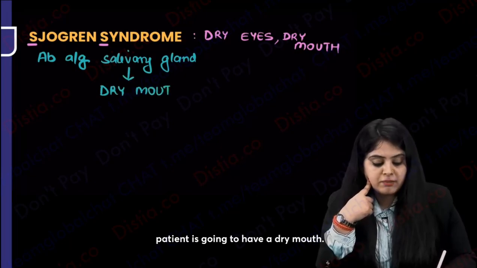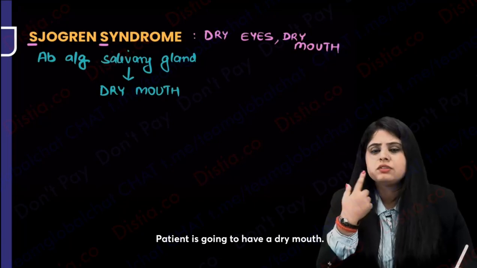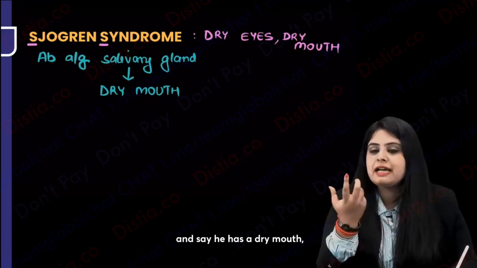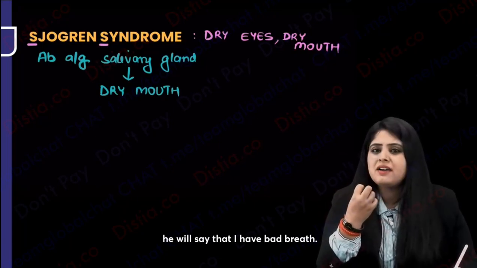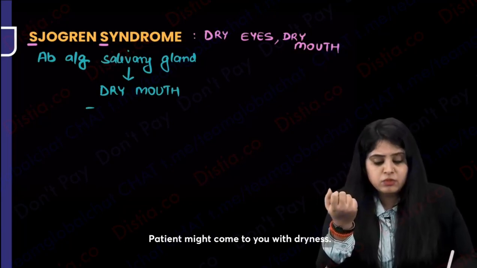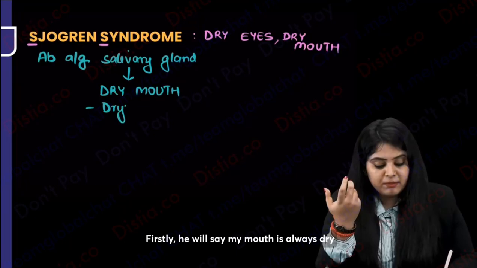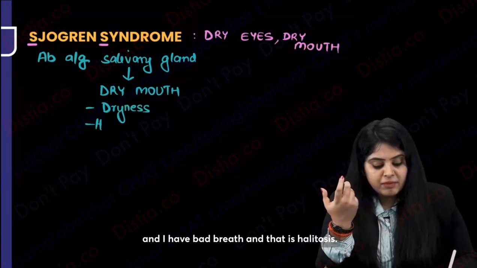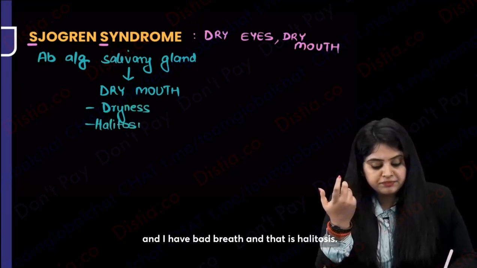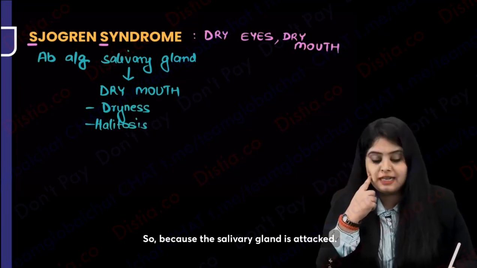The patient is going to have a dry mouth. So the patient is not going to come to you and say he has a dry mouth. He will say that, you know, I have bad breath. Firstly, he will say my mouth is always dry and I have bad breath, and that is halitosis. So, because the salivary gland is attacked.